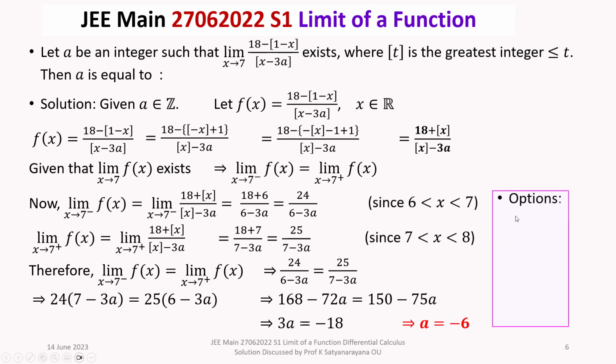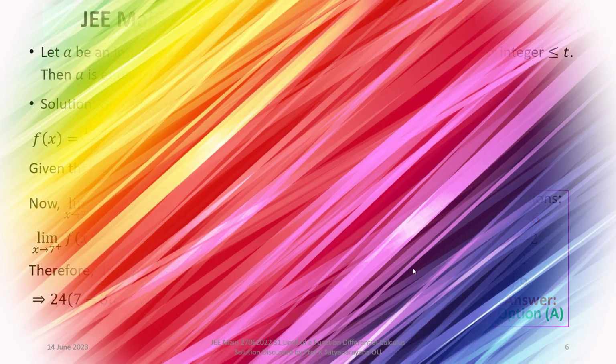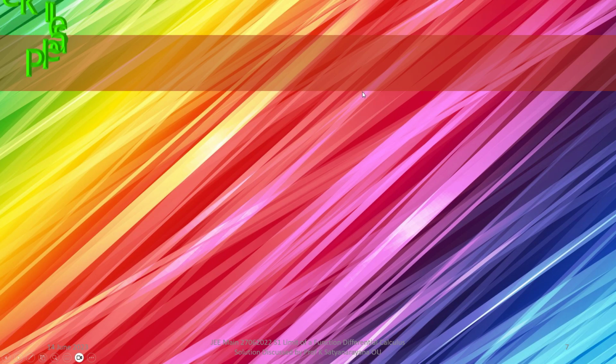Let's look at our options. Our answer a is equal to minus 6 appears against option A. Therefore, the answer to this question is option A. That is the detailed discussion of the solution of a problem wherein you are asked to find the limit of a function where the function involves the greatest integer function from the section Differential Calculus.